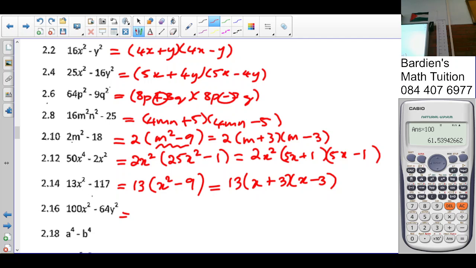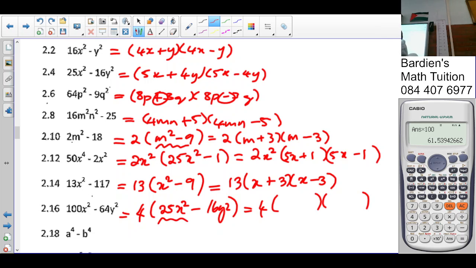But what did we say? Common factor overrides all types of factorization. So you have to take out first the common factor of 4. Then I'm left with 25x squared minus 16y squared.